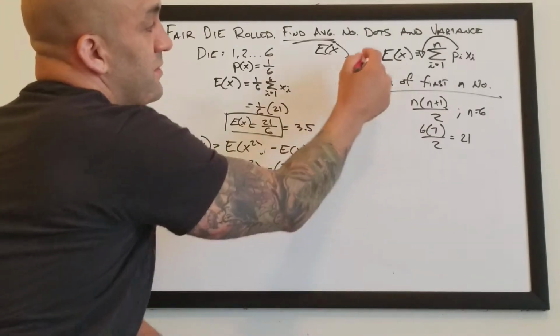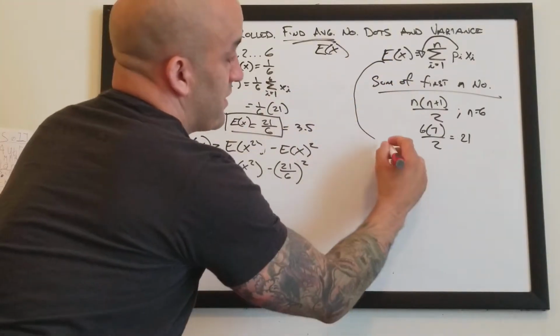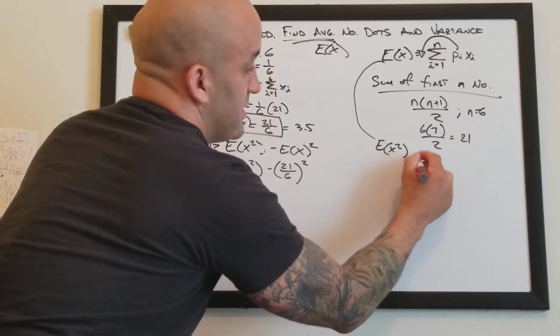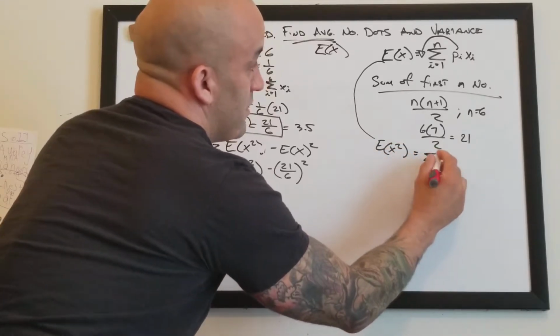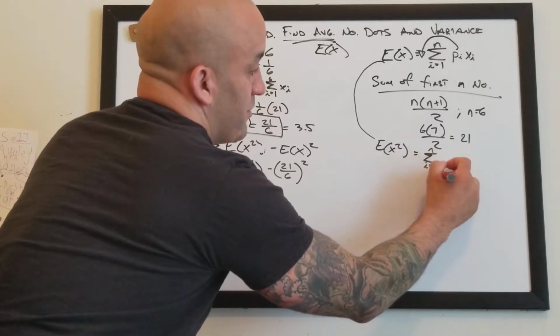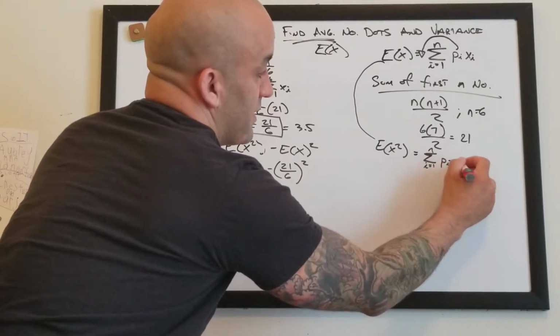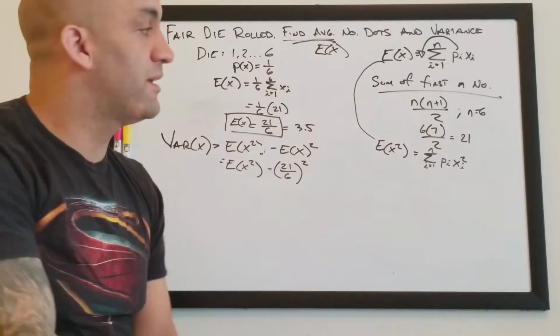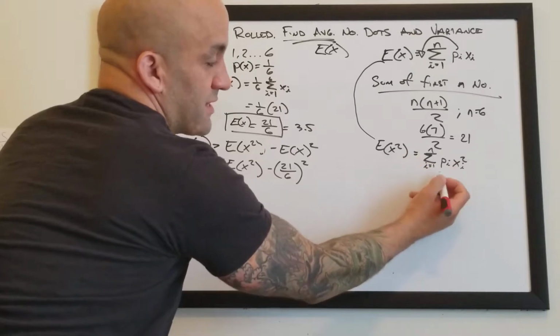We can do the same as we did over here. The expected value of x squared is equal to the sum from i equals 1 to n of p sub i times x sub i squared. And again, the probability is going to be the same 1/6.